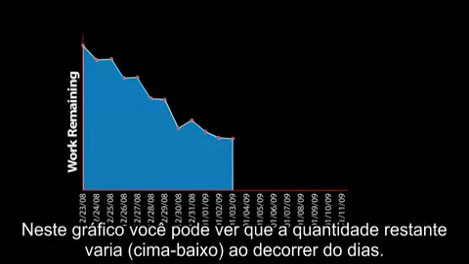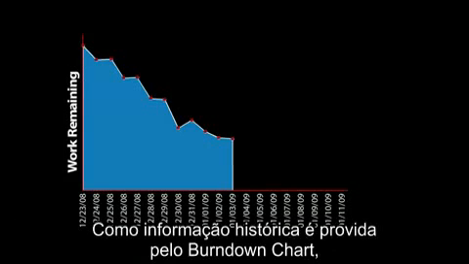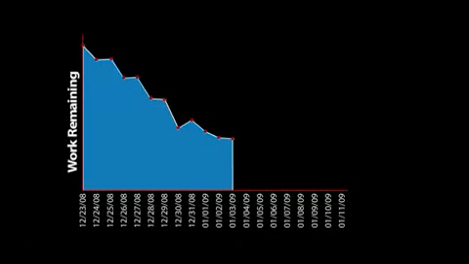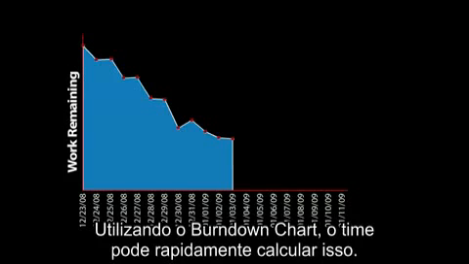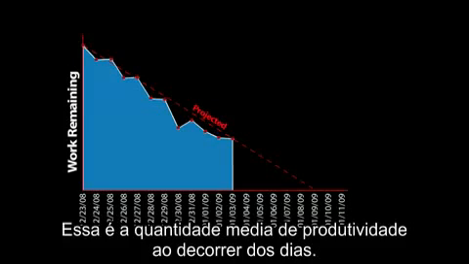In this graph, you can see that the amount of work remaining bounces up and down from day to day, but is generally trending down towards 0. Because historical information is provided in the burn-down chart, it's easy to see if the team is on the right track. Using the burn-down chart, the team can quickly calculate this, the slope of the graph, which is also called the burn-down velocity.